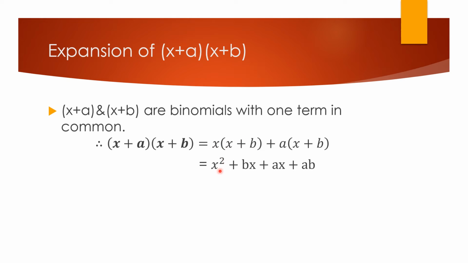Now again we have to expand these two brackets. x into x we get x², plus x into b we get bx, plus a into x we get ax, and plus a into b we get ab. Then taking x as common from the middle two terms, we can write x² + (a + b)x + ab. This is the expansion.